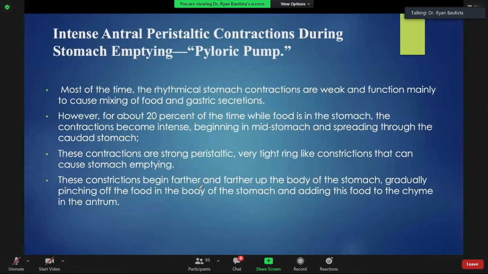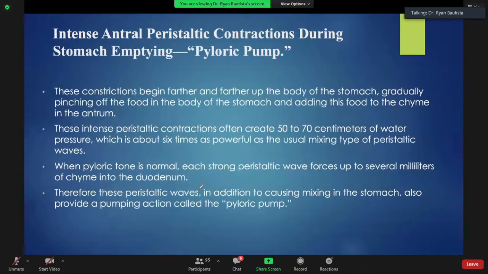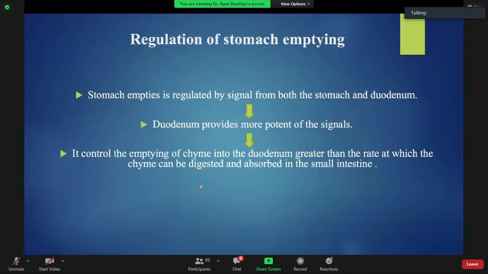Okay, so intense antiperistaltic contraction occurs during pyloric emptying. Most of the time, rhythmic contractions of the stomach are weak. However, 20% of the time, I didn't ask any questions here. Pyloric emptying. Okay, so regulation of what can empty your stomach into your duodenum. Stomach emptying is regulated by signals from both your stomach and your duodenum. The duodenum provides more potent signals to your stomach to stop gastric emptying. What are those? Those are your CCK. Remember those? Your secretin, your hormones that can stop gastric emptying.